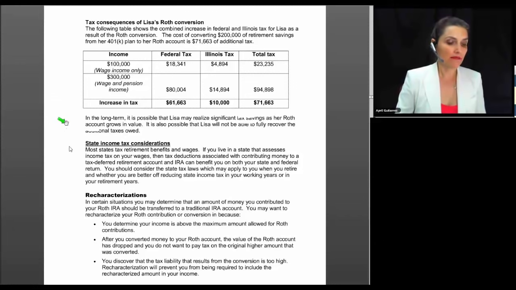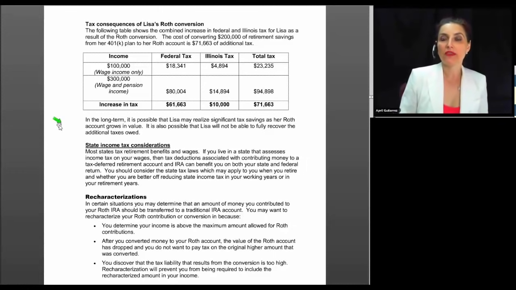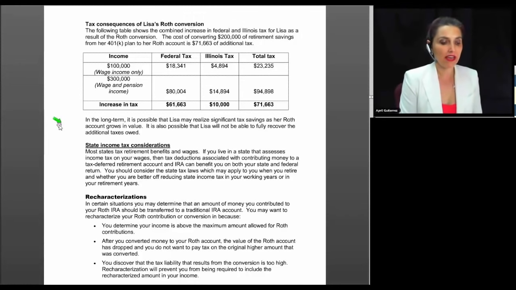So is there any back door or way back out of this? And the answer is, for Lisa, there is, as long as she's making this decision within 6 months of the due date of the return. Then she can do a recharacterization, back the money back out of the Roth account into the traditional IRA account where it belongs, and not have to report that income.